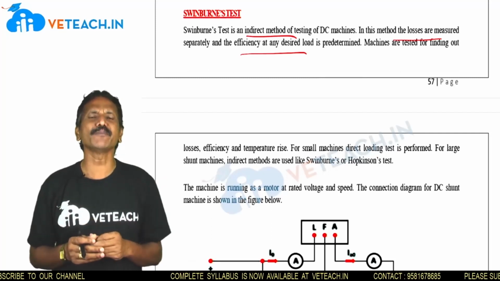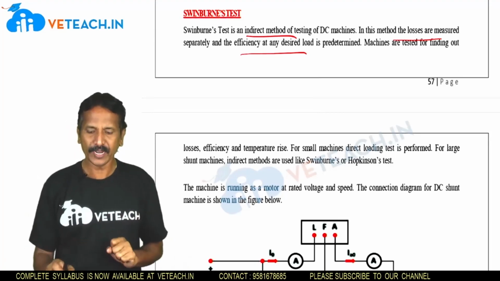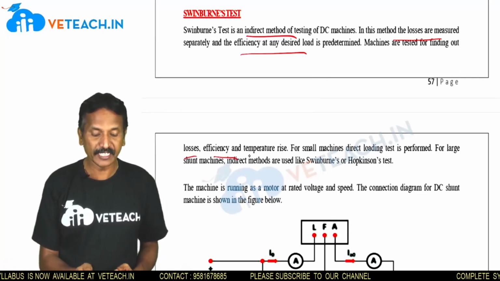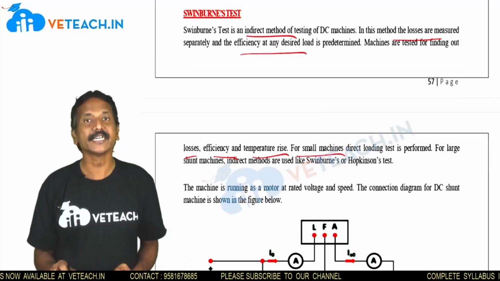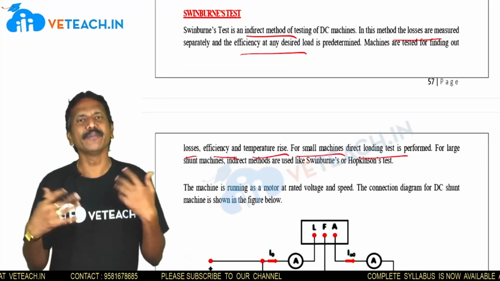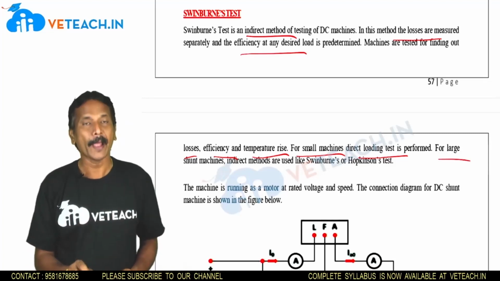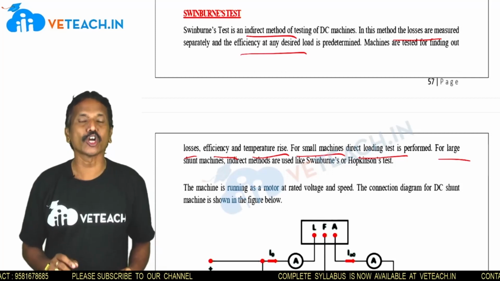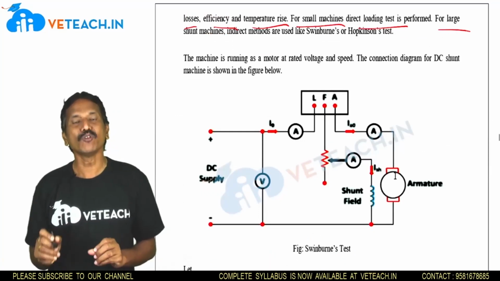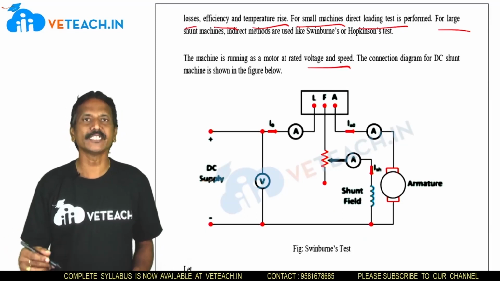In the previous video, I explained that the losses play a major role in knowing the performance of the machine. So machines are tested for finding out the losses, efficiency and temperature rise. For small machines, direct loading is performed. For big machines it is an indirect method. For large shunt machines, indirect methods are used like Swinburne's test or Hopkinson test. The machine is running as a motor at rated voltage and speed.